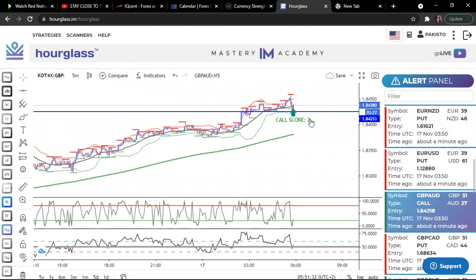Massive push on GBP AUD to the upside. Stochastic and RSI were both ready. The market is making a heavy move.